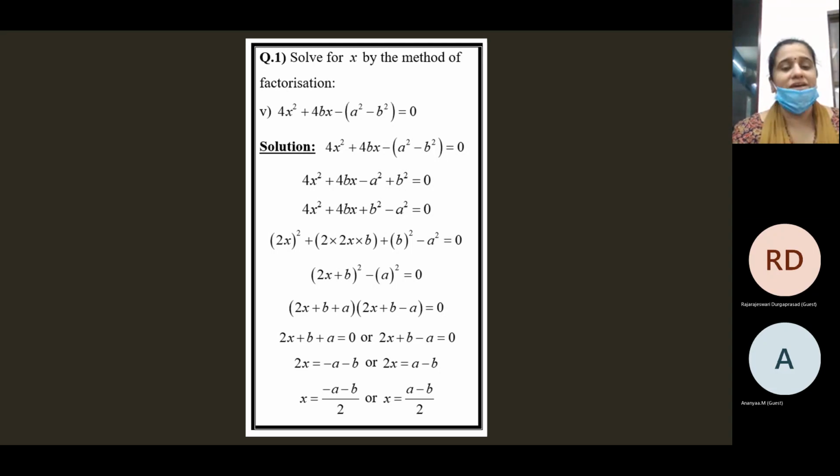4bx has b and x in it. So you will have to group 4bx with a b square and x square. So you group it with 4x square and b square. Understand?